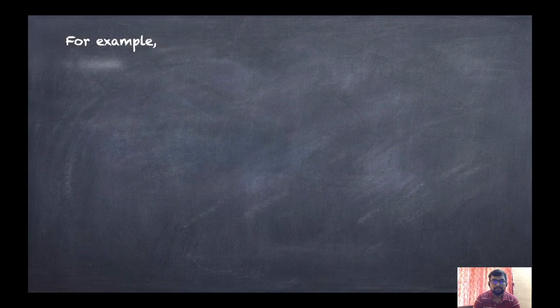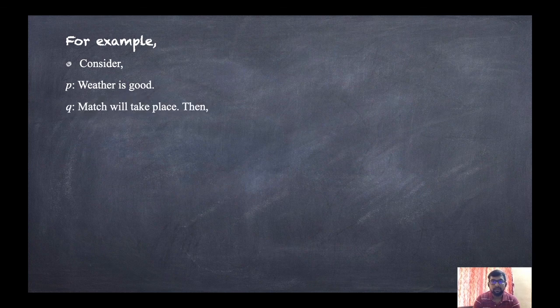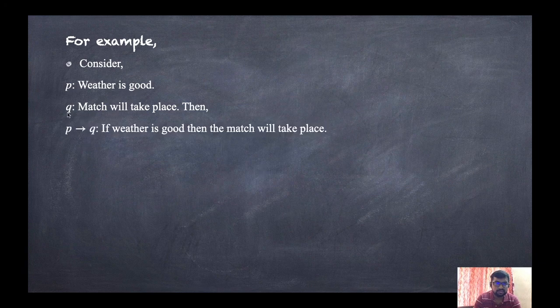For example, consider the statement P, "weather is good", and Q, "match will take place". Then what will be P implies Q? P implies Q means "if something, then another statement". So the statement will be like this: if the weather is good, then the match will take place. So it is an if-then statement.